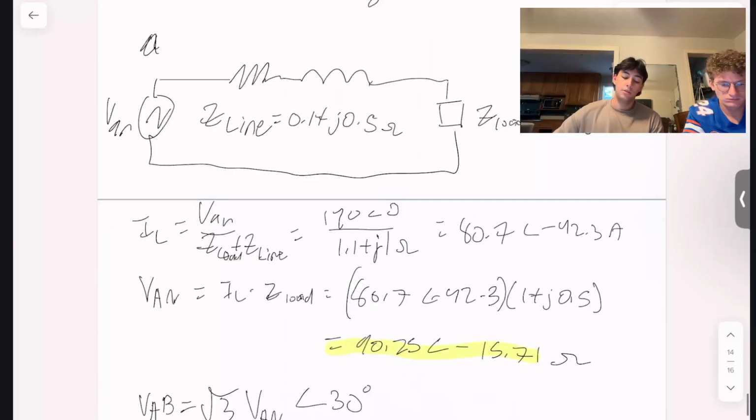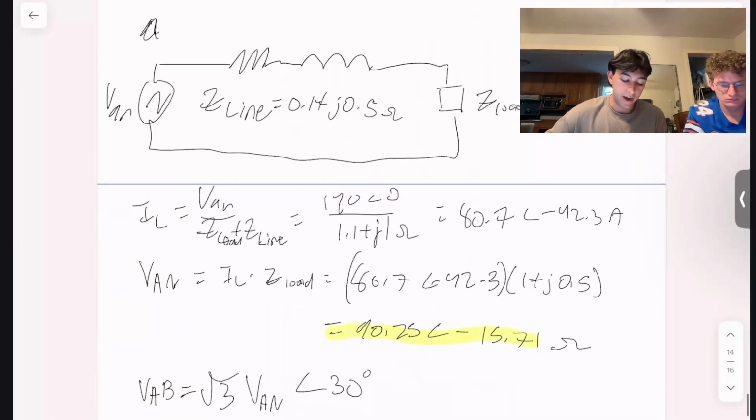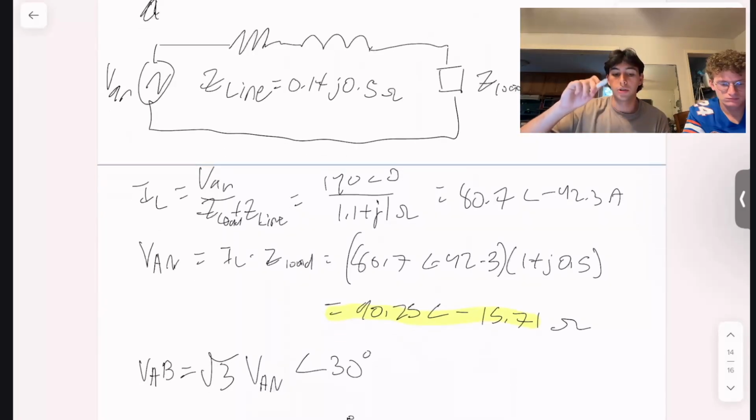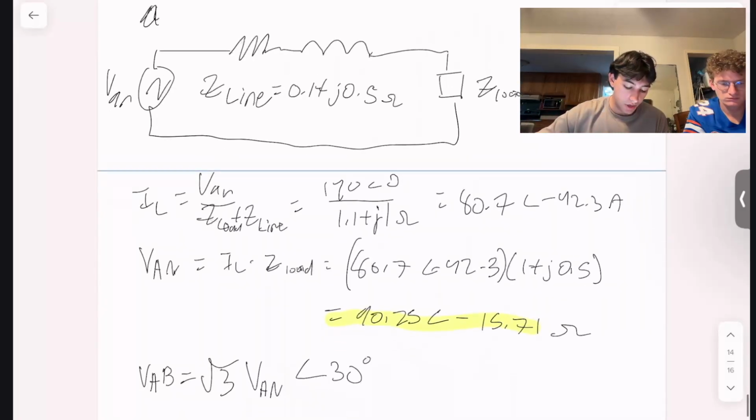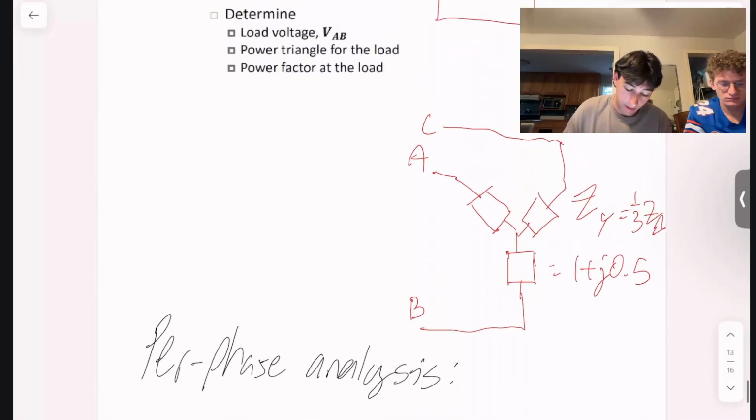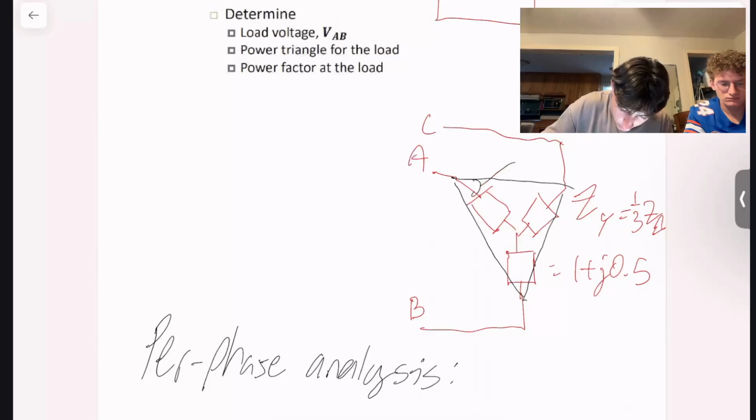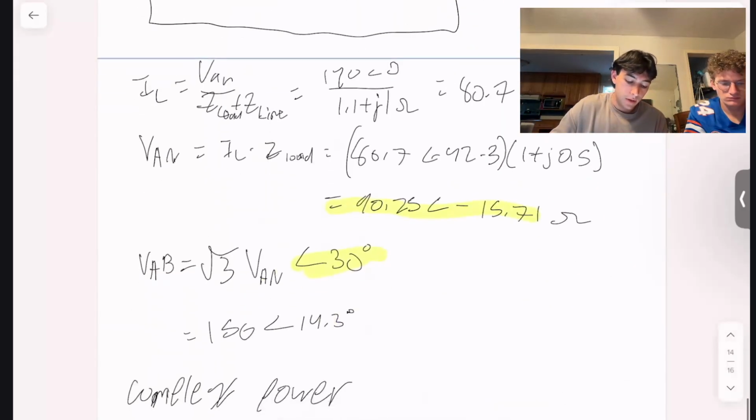After this, you can use this formula here to find the voltage from A to B, which is the difference in the voltage between the two lines, it's root 3 times VAN at an angle of 30. This angle of 30, by the way, comes from the delta to Y conversion. Because if you were to draw out the delta configuration over this, the angle right here, theta, is equal to 30 degrees. So these formulas are specific to delta and Y.